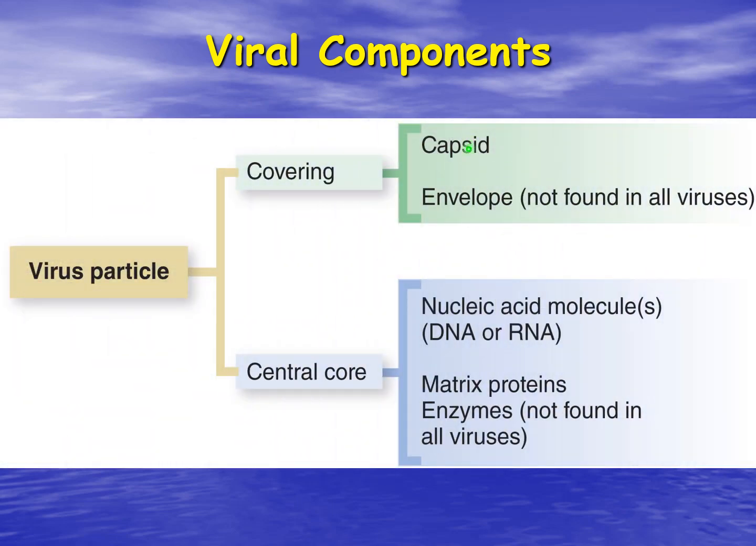So the capsid is found surrounding all virions or virus particles, and this is made up of single proteins called capsomeres. The envelope is not found in all viruses. The central core, again, is either DNA or RNA, never both. And in some viruses, they do carry enzymes that are necessary for their reproduction once they get into their host cells. But this depends upon what type of virus it is, whether or not they're carrying any enzymes, and what those enzymes actually are.